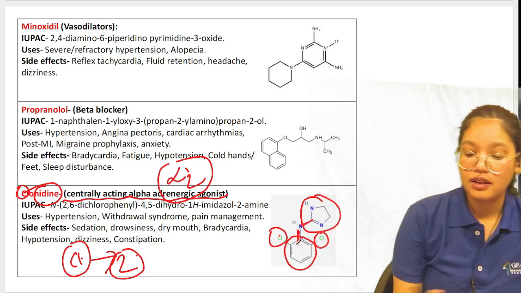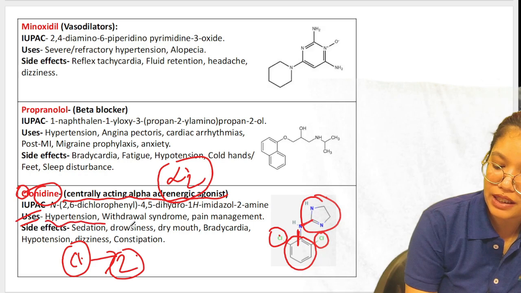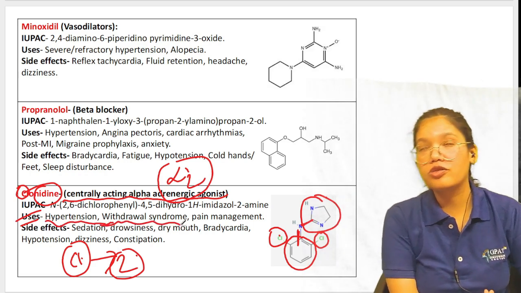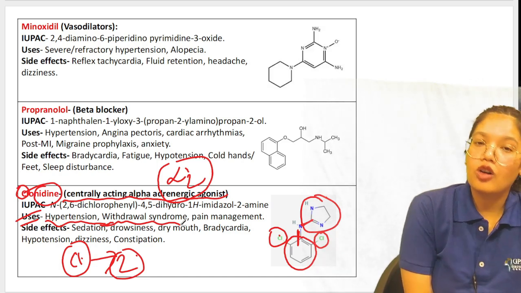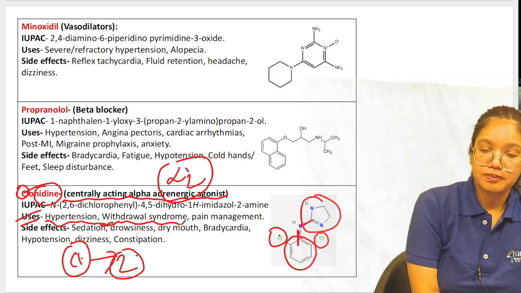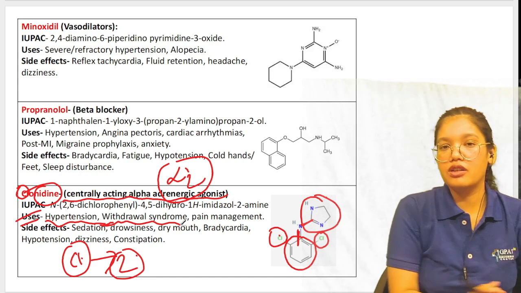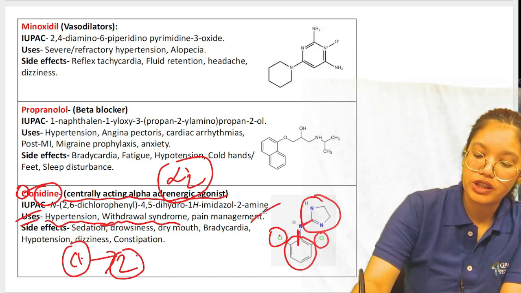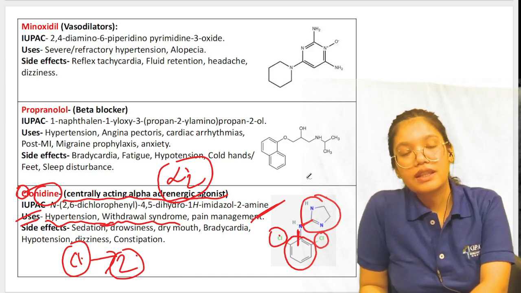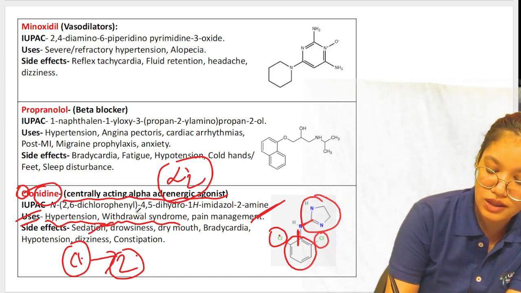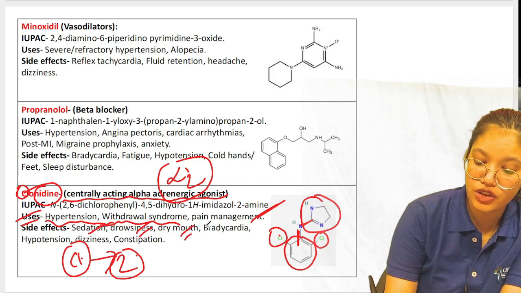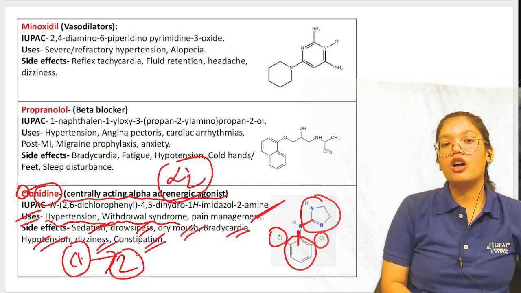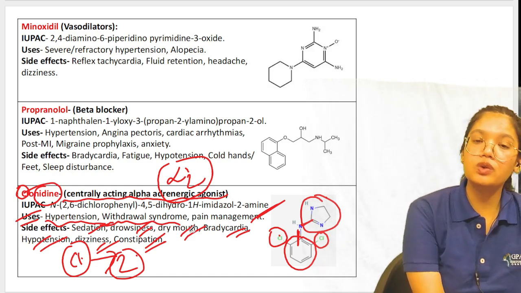Okay, then uses, if we talk about hypertension, withdrawal syndrome of anything, like alcohol, drug withdrawal, or any type of medication withdrawal. For all that we can use it. Then pain management, clonidine is helpful there also. The side effects, if we talk about, it causes sedation, drowsiness, dry mouth, bradycardia, hypotension, dizziness, constipation. All that can be due to clonidine.